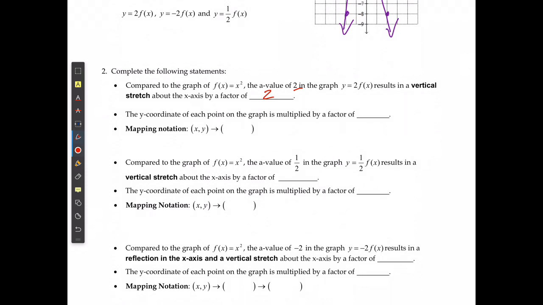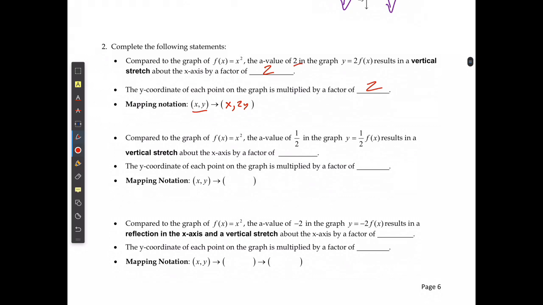The y coordinate on each point is multiplied by a factor of 2. If I put this in mapping notation, if my original coordinates were x and y, now it's going to be x and 2y. I literally just double every point for y. If I look at the a value of 1/2, then I wind up with a vertical stretch by a factor of 1/2, which means that I'm going to multiply every y value by 1/2, or putting it in mapping notation, it's going to go from x and y to x and 1/2 of y.